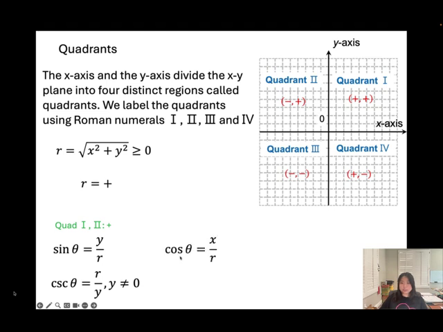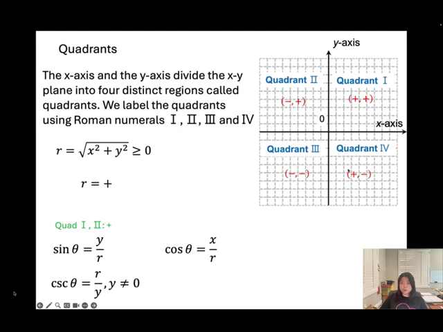Now, look at the cosine theta. Cosine theta always depends on your x, because r is always positive. So when theta is in quadrant 1, x is positive. When theta is in quadrant 2, x is negative, so cosine theta in quadrant 2 will be negative.